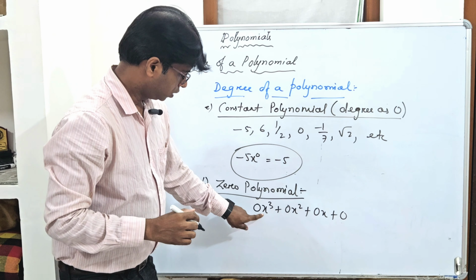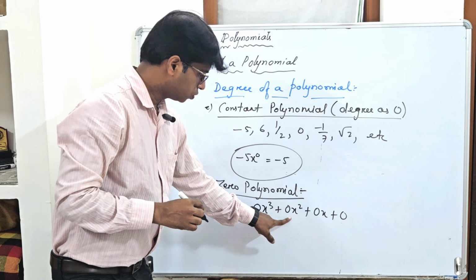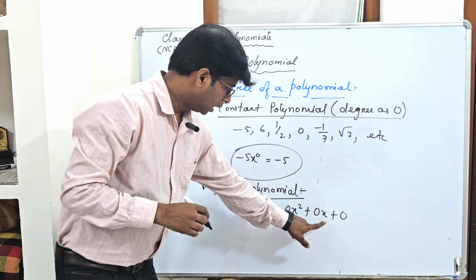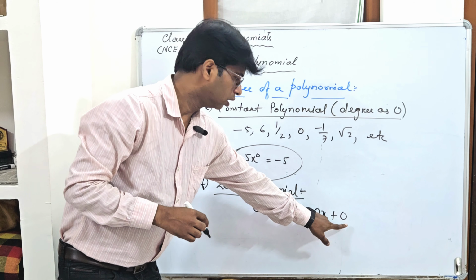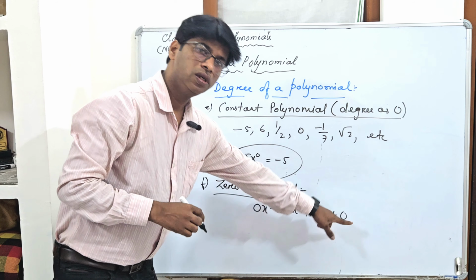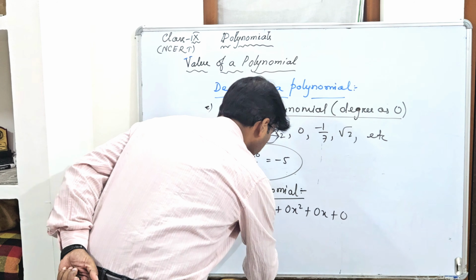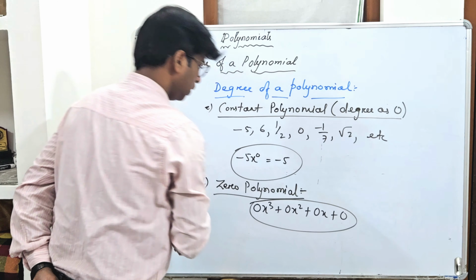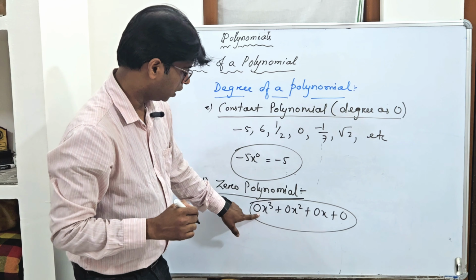Why? Because you see this x cube contains the coefficient 0, x square also contains 0 as the coefficient, x also contains 0 as the coefficient, and the constant term, whatever you are seeing here, is also 0. That's why this is a zero polynomial. Okay, and that's why here the degree is undefined, because you see 0 if multiplied with x power 3, it will be 0, no?